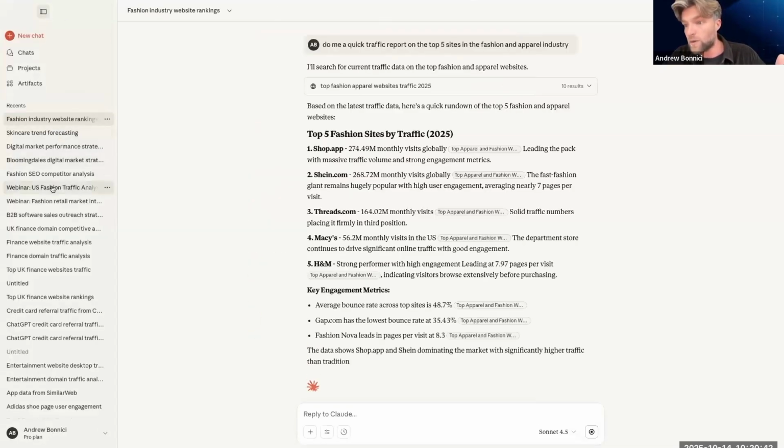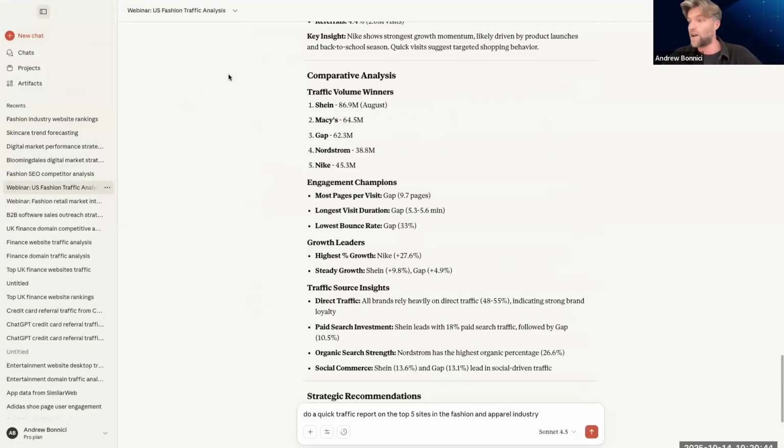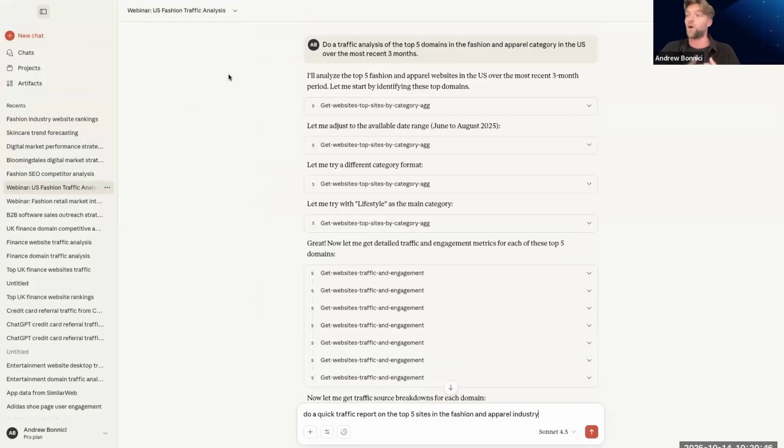Now, what I want to go in and show you is one that I launched earlier, so it doesn't take too long. But this is exactly the same input. You can see here, do a traffic analysis of the top 5 domains in the fashion and apparel category. Now, as the MCP is working, that context layer that Omri mentioned, it's able to understand, even with a basic input where I'm not specifying the domains and I'm just giving it the country and the time frame, which endpoints to connect to and which metrics to use for this report.